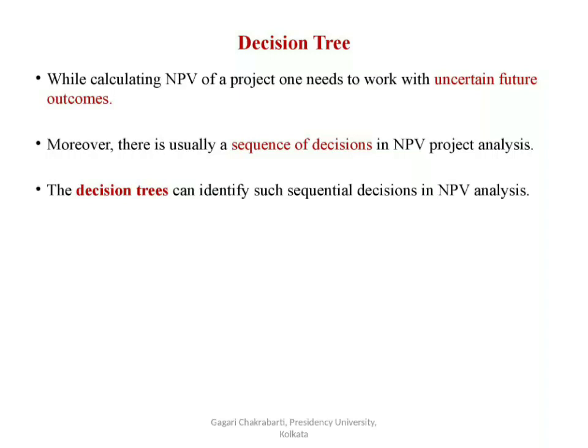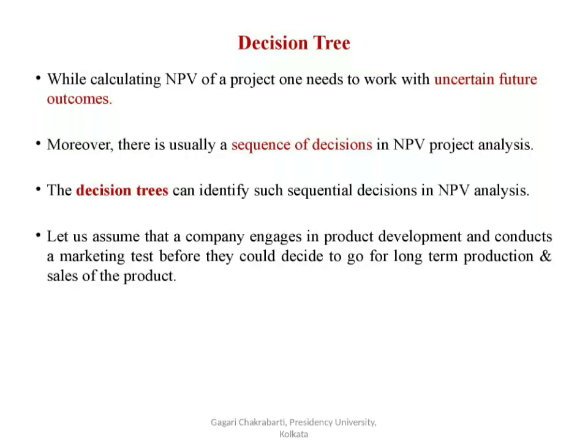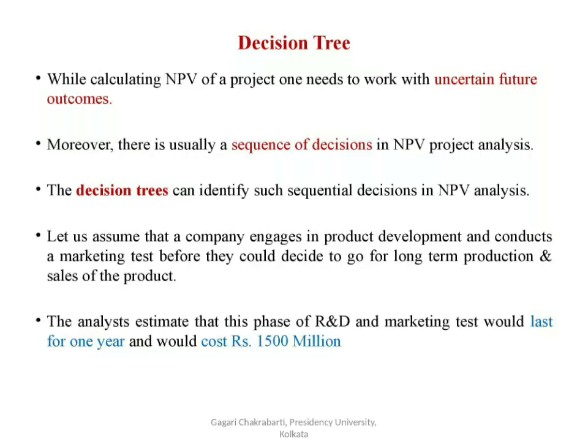So we can elaborate using an example. Assume that a company goes for product development, research and development expenditure, and conducts a marketing test before they could decide to go for long-term production and sales of the product. Now it is estimated that this phase would last for 1 year and it would cost rupees 1500 million, and there is a 60% chance that this test would be successful.